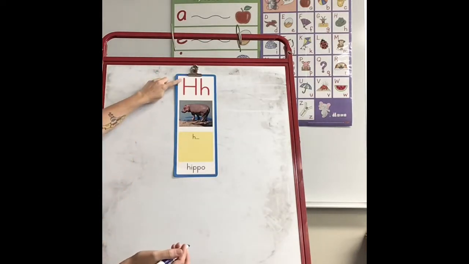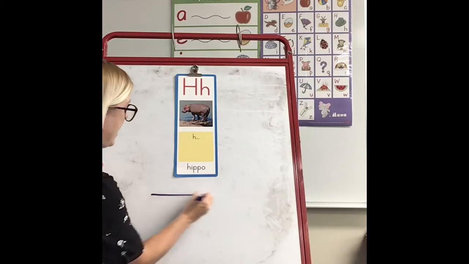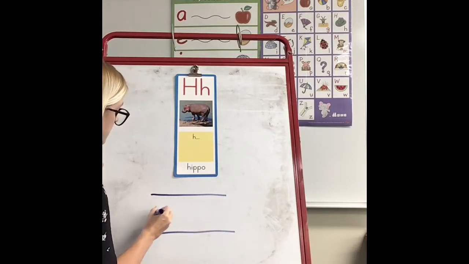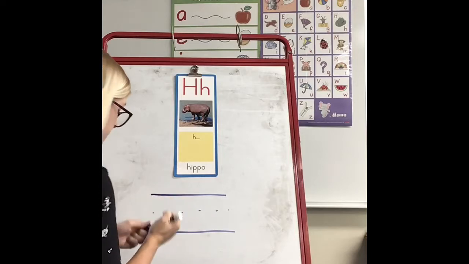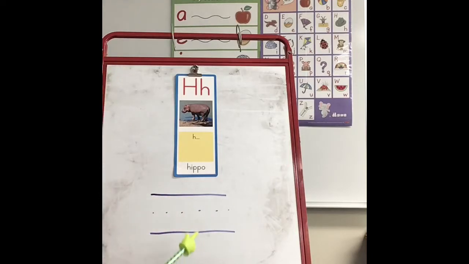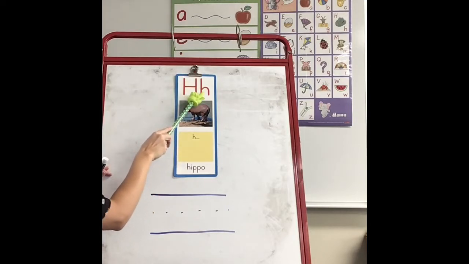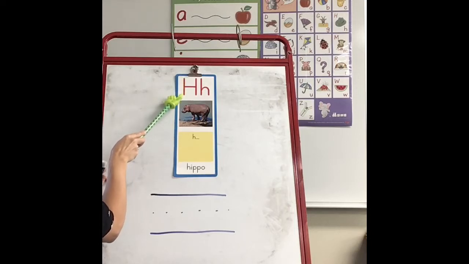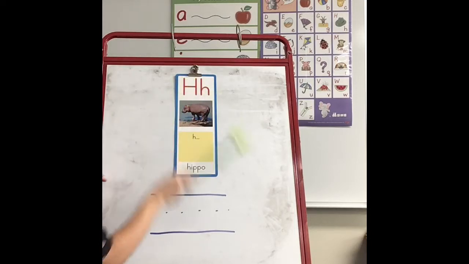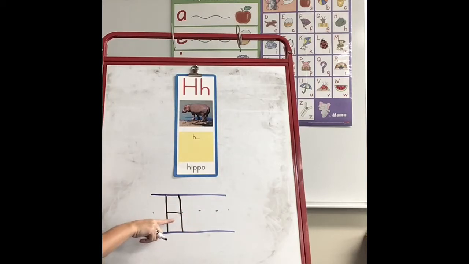I'm going to make an uppercase and a lowercase letter H. Let's look at uppercase H. It's tall. It goes all the way to the top. Lowercase h is tall too. Uppercase H goes down, down, and across. Let's try it on the lines. Uppercase H starts at the top and we go down, down, and across. Tall uppercase H.